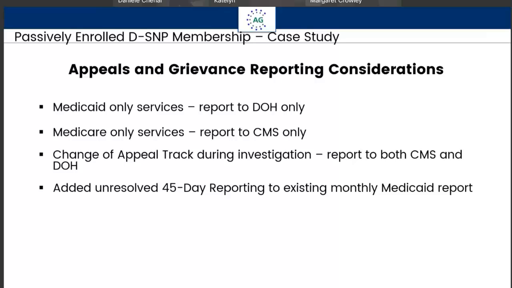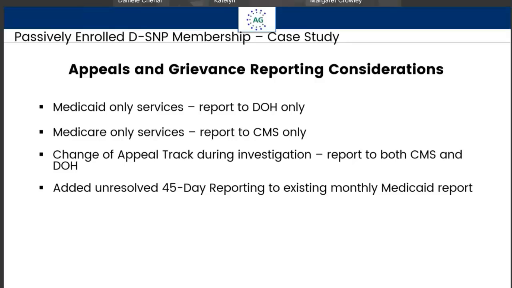And a new case is started under the Medicaid appeals rights, where the date the member requested that change is the new company received date. So again, that's a process that needs to be worked out with customer service, how they handle that, and with the GNA team. There was also a new requirement for 45-day reporting.